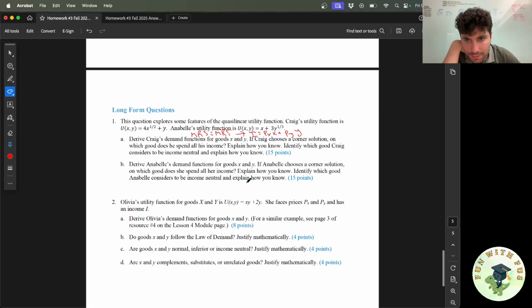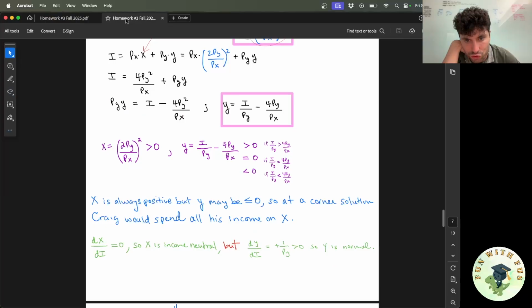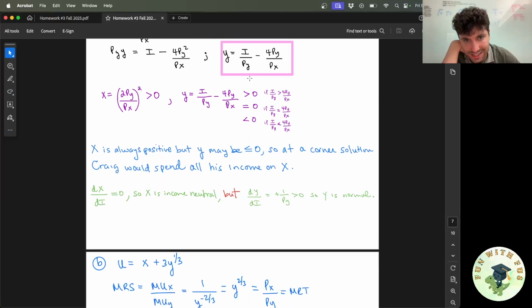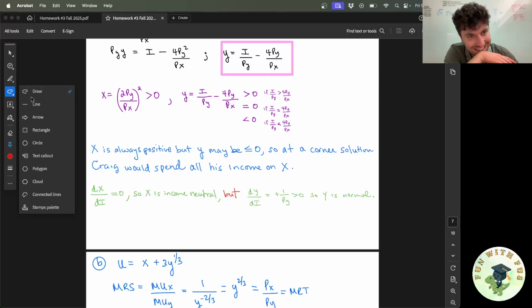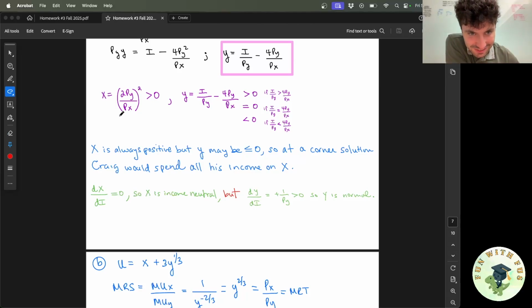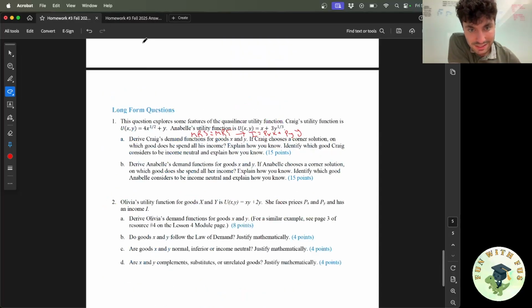And for this final piece, identify which good Craig considers to be income neutral. Well, I would just figure that out by which one has an I in it. When you derive it, the I would drop off because there's no I in here. So we do not have an I in this equation, which tells me that that's very obviously income neutral, and the other one is normal. So that is how I would solve this one.